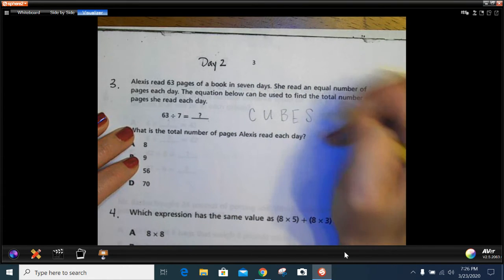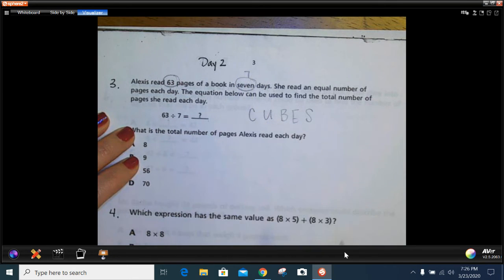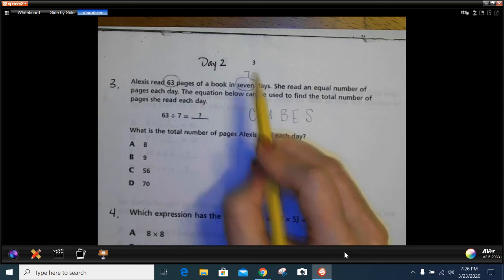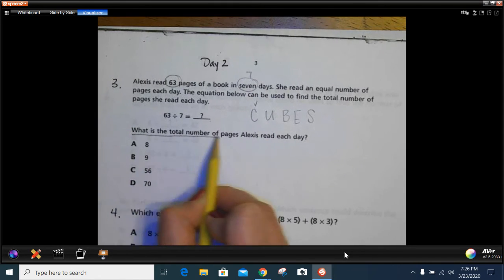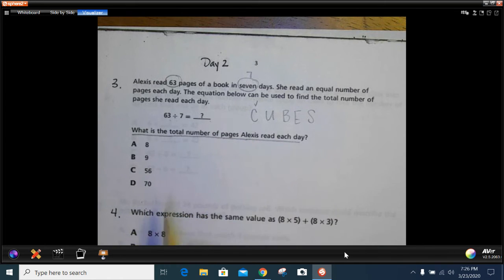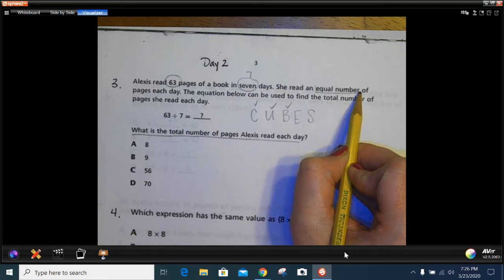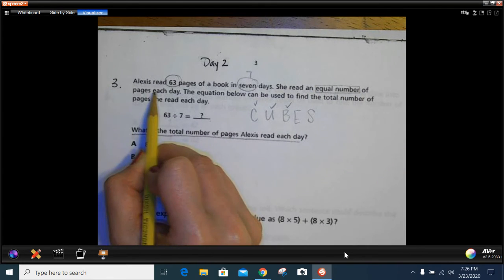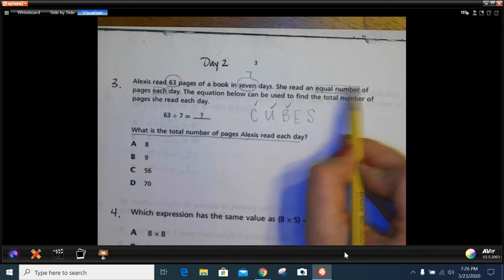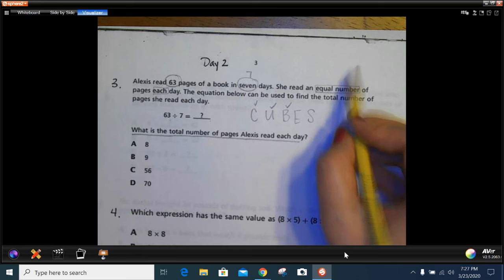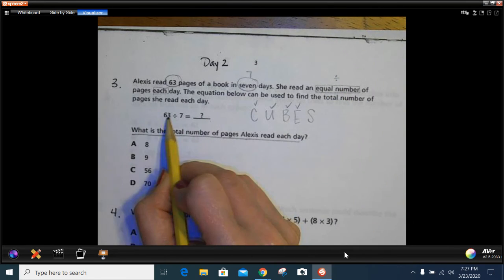Typical problem here. We're going to circle our numbers. We have 63, and they snuck in that other number right there because they put it in word form, so don't get tricked on that, okay? Underline the question. We actually are trying to figure out what is the total number of pages Alexis read each day, okay? Box those math action words. Equal number of pages each day, okay? When you're talking about things going into equal sets or equal groups or equal numbers, we are dividing that up, okay?